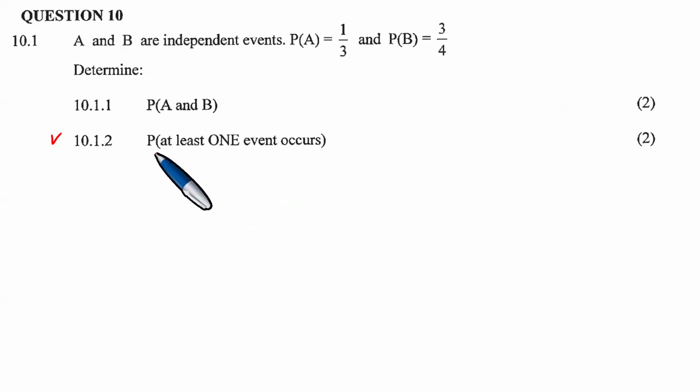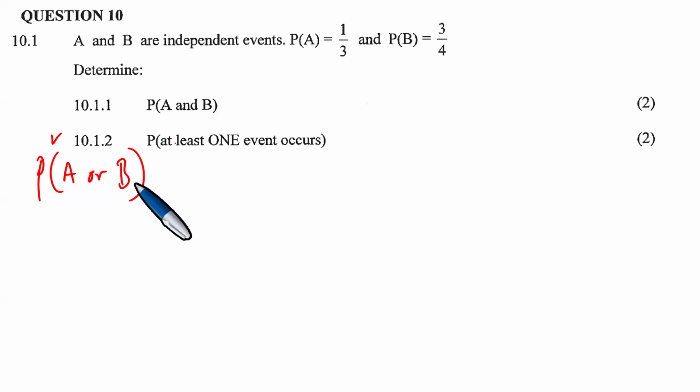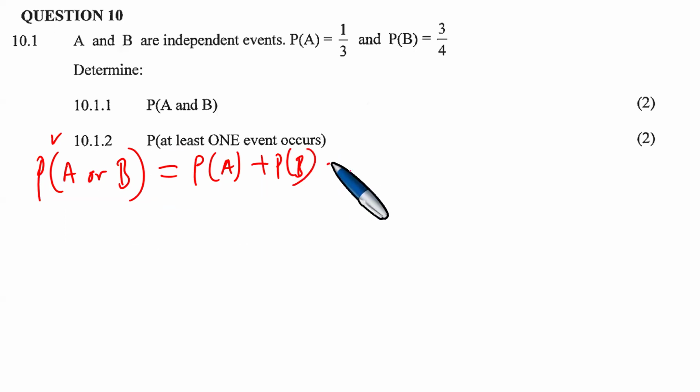Okay, let's now look at the 10.1.2 part: the probability that at least one event occurs. That means it is the probability of A or B. Either A occurs or B occurs, because at least one event occurs. So here you use this formula: the probability of A plus the probability of B minus the probability of A and B.